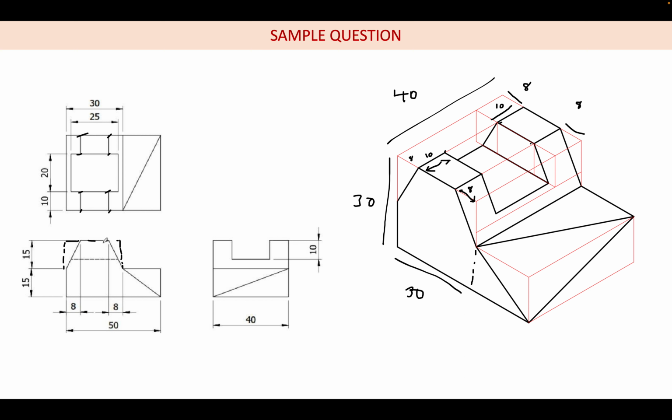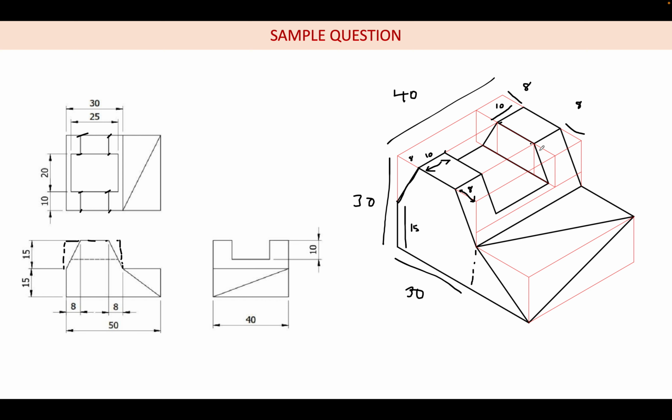And now if you see, there is some inclined surface. So after marking this point and this point, we have to connect these two lines. So here also at 15 mm, and from here 8 mm. So this point we got, this point we got. So we connect these two like this. Similarly we do here, similarly we do it here, and similarly this side will be hidden, so we are not doing that.